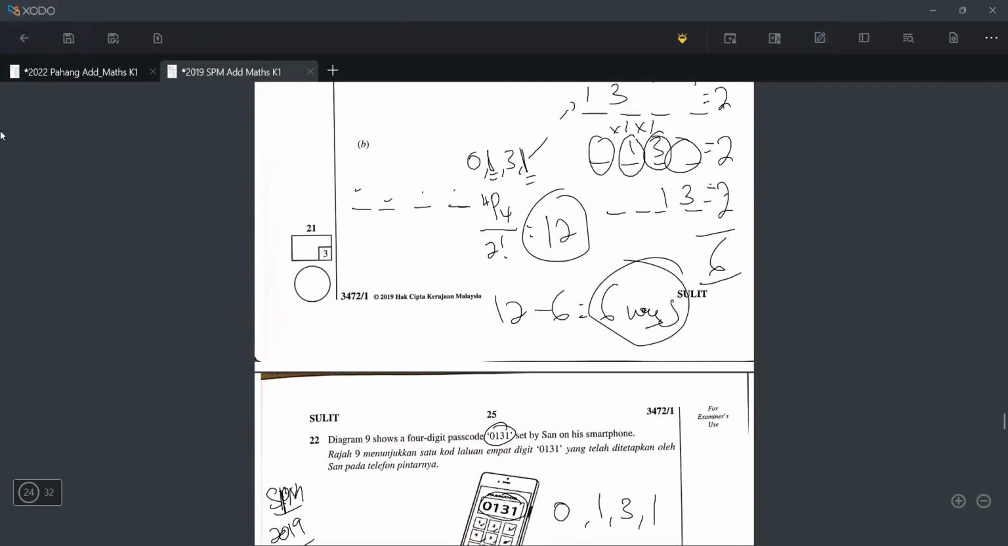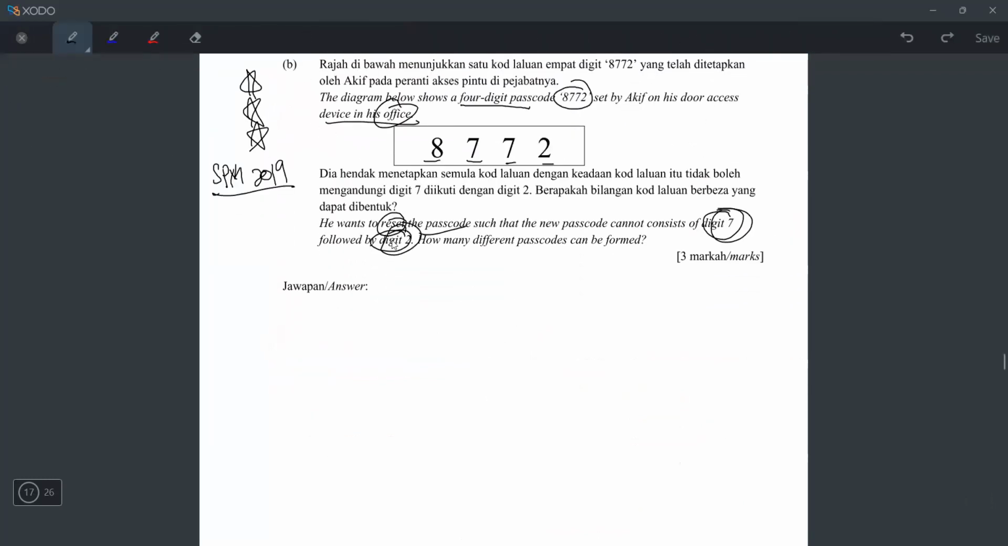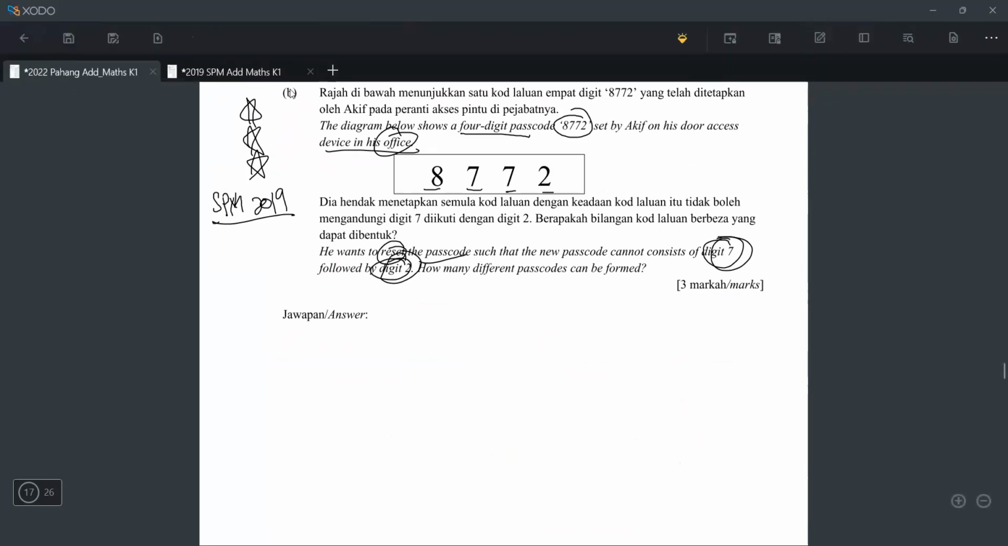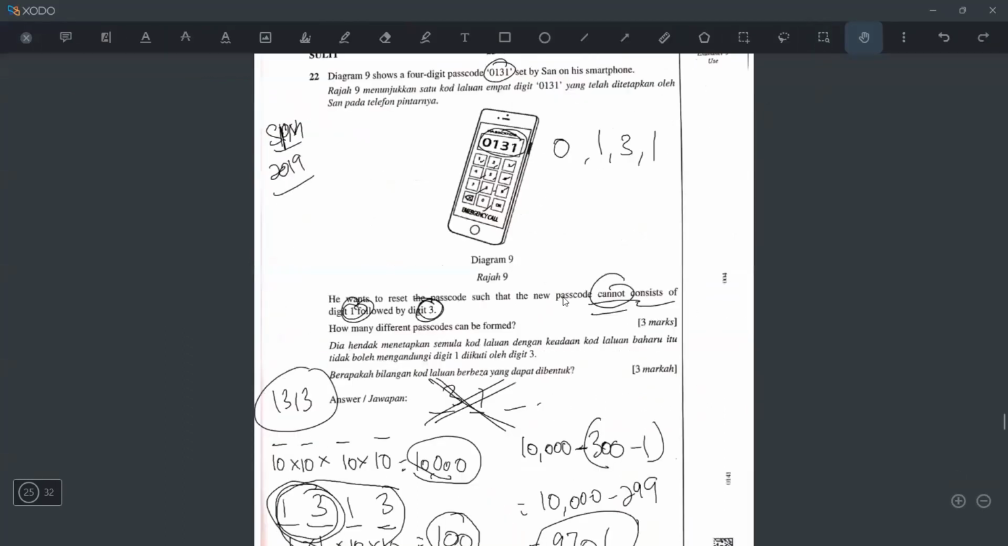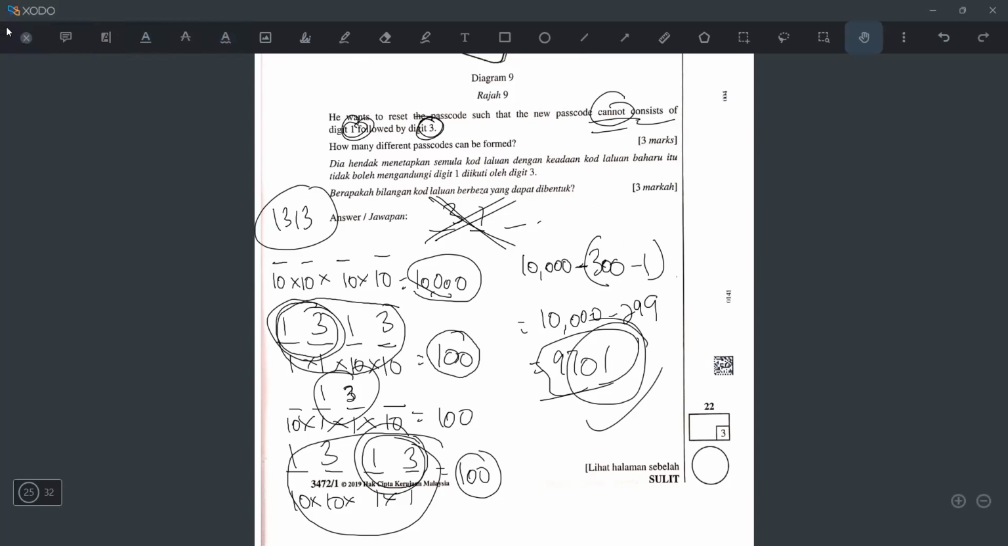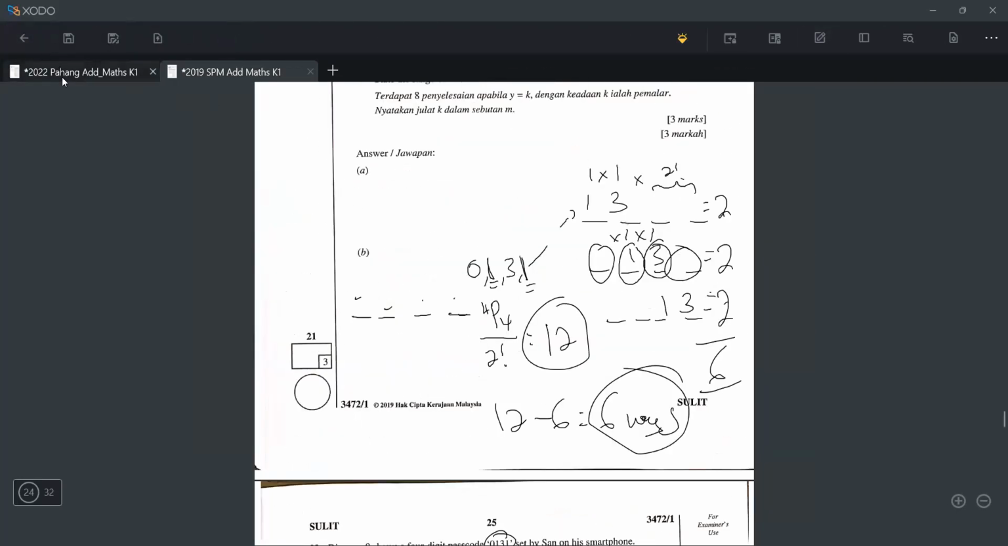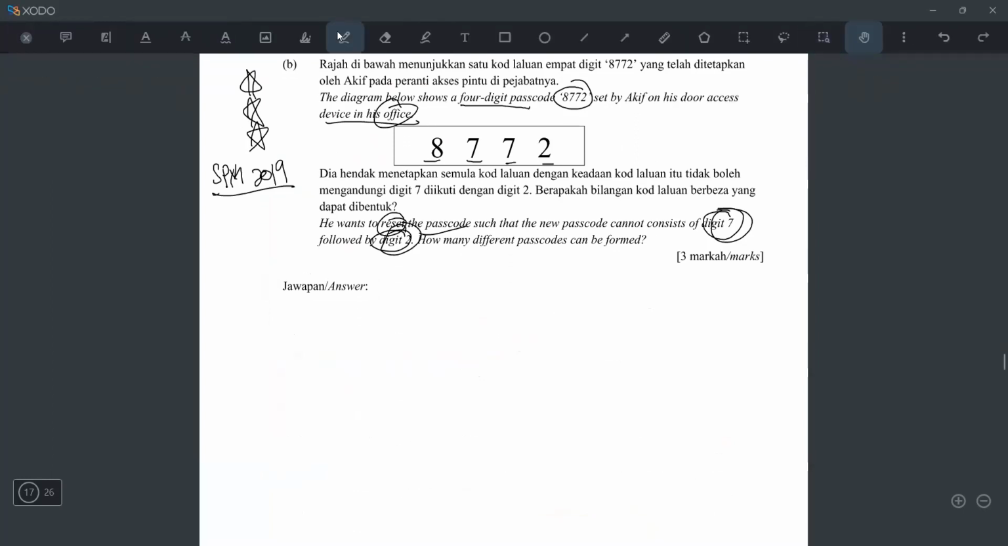Okay, I spent a lot of time talking about the 2019. Let's go back to the 2022. So I already told you just now, when I did this question, I did it using this method at first, the lower one, and this is my answer. But when I checked the scheme, the scheme uses the upper method. So what I will do is explain again using this question quickly, but I will use the upper method. So 8772.